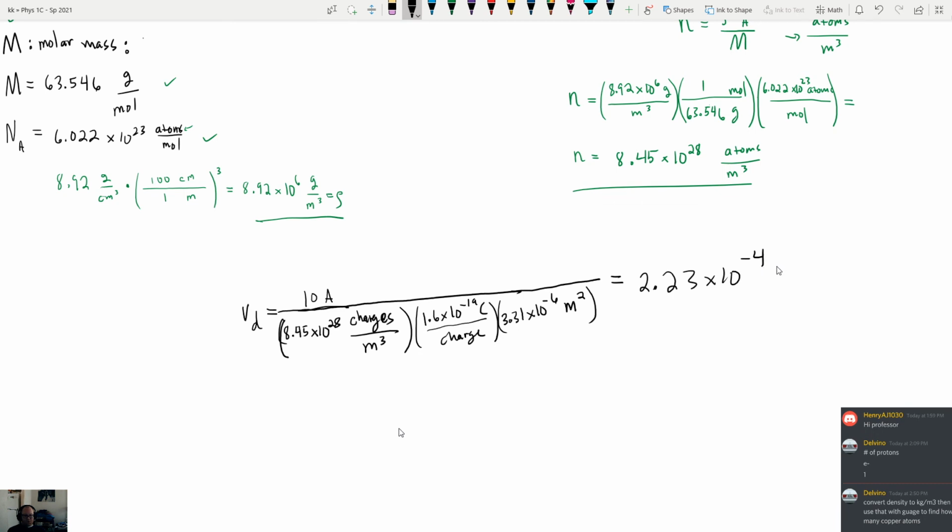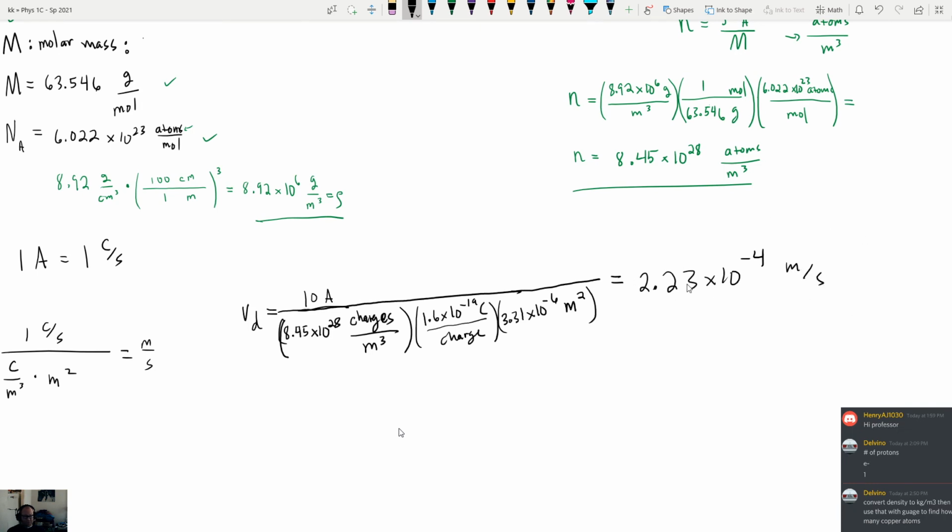And if you look at all these units right here, the charges cancel. So 1 amp is equal to 1 coulomb per second. Let's just look at the units because I think it's important to do this stuff. On the numerator, we basically have 1 coulomb per second. In the denominator, the charges are going to cancel, so you basically have coulombs over meter cubed times meter squared. The coulombs cancel, one of the meters cancels. You're left with 1 meter in the denominator, which will move to the numerator because it's inverted. So this is going to give you units of meters per second, which is what you want. Okay, so it's 2.23 times 10 to the negative 4 meters per second.